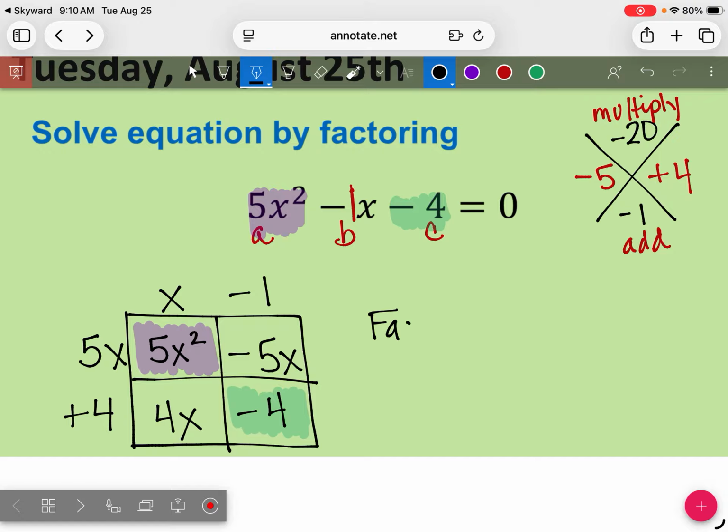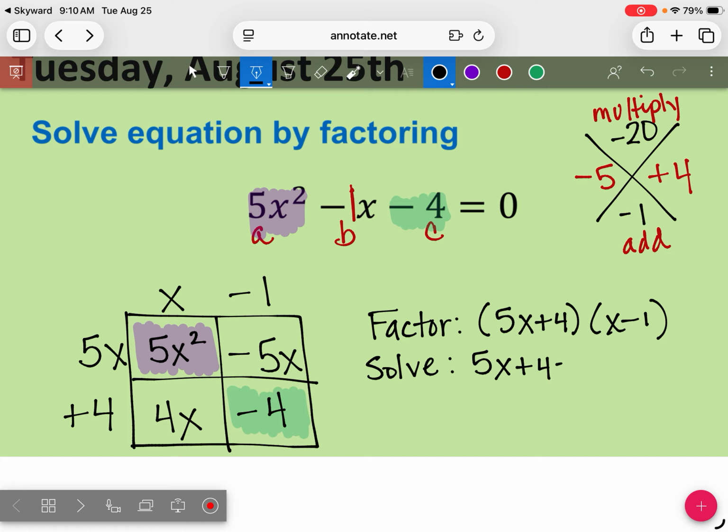If it only asks you to factor, you would stop right there. These are your two factors. But it didn't. It said solve it, so you have to go one more step. Set both of these equal to 0 and get your two solutions. Leave them as a fraction. If it's a fraction, just keep it a fraction. I will accept decimals, but you don't have to change it to a decimal.